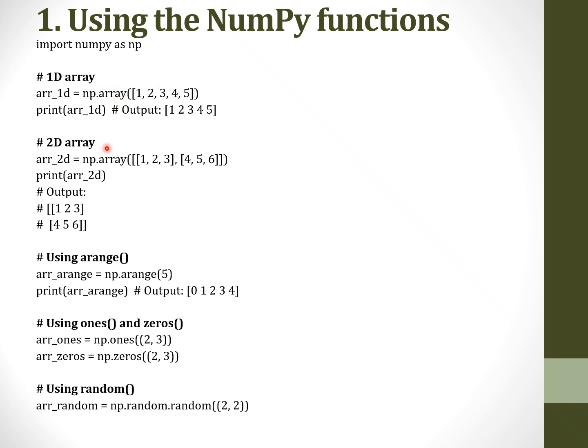Suppose we want to create a two-dimensional array, you can use np.array. Within this you can see the first row has the values 1, 2 and 3, and the second row has the values 4, 5, 6. The number of square brackets actually tells the dimension. Since this is a two-dimensional thing, we have two square brackets. If we enclose it within brackets like this, it will help to create a two-dimensional array. If we print it, we can see we have an array with two rows, and the first row contains the values 1, 2, 3, and the second row contains the values 4, 5, 6.